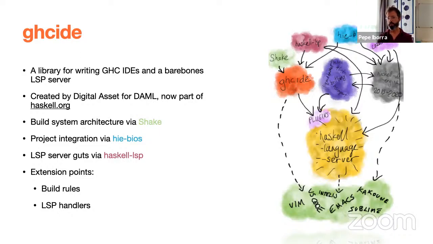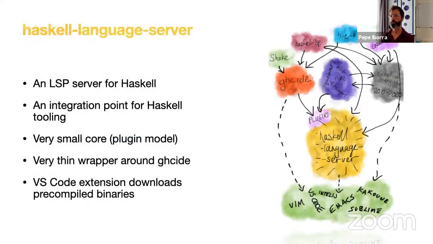The only problem is that the LSP handlers extension point in GHCIDE is not compositional. So it is not possible to combine existing handlers with new handlers. The handlers extension point is defined in a side-effectful manner that prevents the composition of two handlers. So this is actually the problem that Haskell Language Server solves. So let's move on to that now.